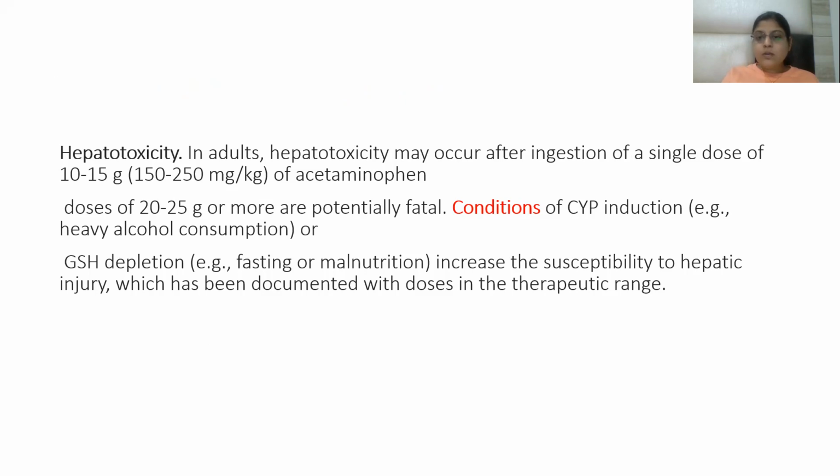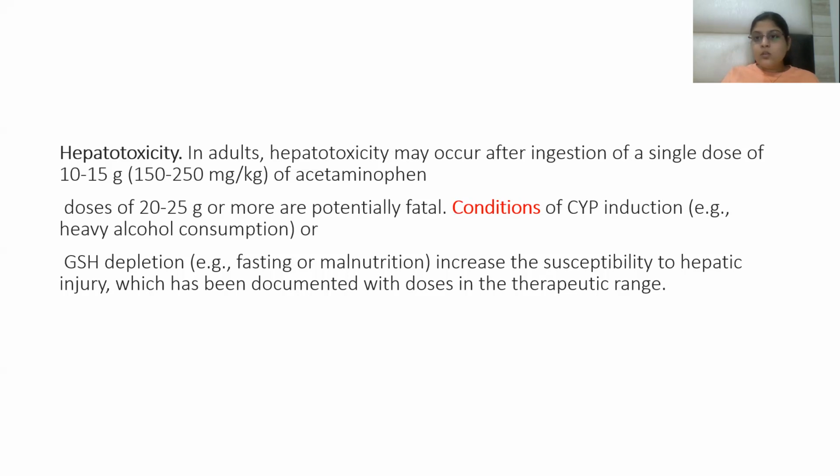Conditions of cytochrome P oxidase enzyme induction, such as heavy alcohol consumption, mean there is more enzyme induction, which can lead to more formation of NAPQI, the toxic metabolite. It reacts with the sulfhydryl groups of enzymes, DNA, RNA, and other proteins, and causes damage of those enzymes and proteins in the liver and kidney. So the doses can be more fatal.